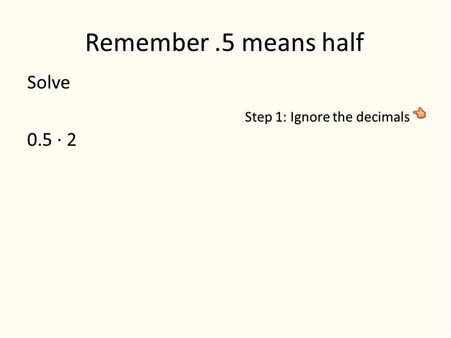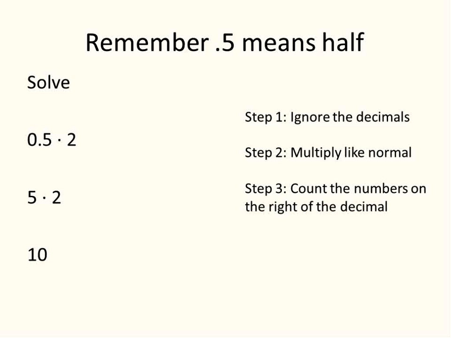Step number 1, ignore the decimals. So it will end up looking like this, 5 times 2. All right, we ignored the decimal in 0.5. Now it's 5 times 2, which gives us 10. Now we know 0.5 times 2 doesn't give us 10, so how do we get from this back to being 1? Well, this is what we do.